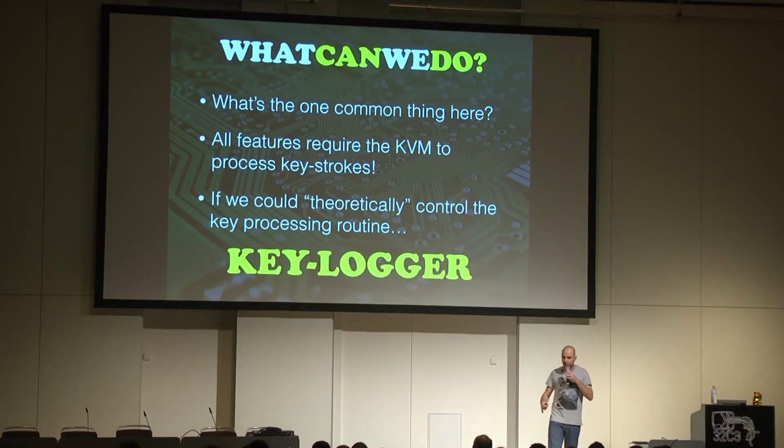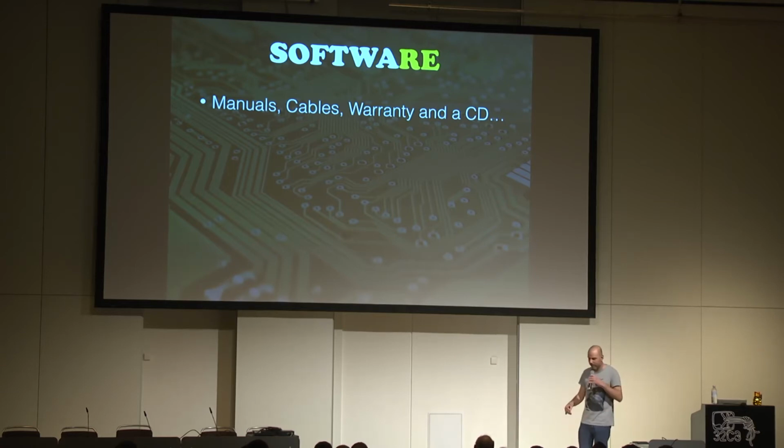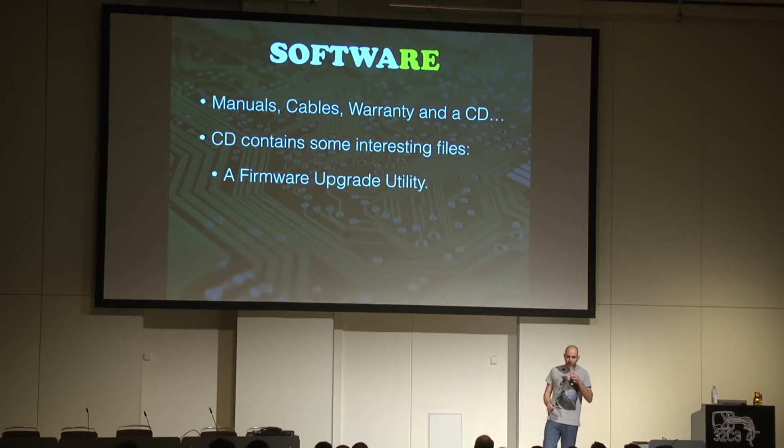In order to research that, the first thing we needed to do is get a KVM. So we went to the store next to our office and bought ourselves a KVM, took the box, went to the office, and happily opened it and started unpacking it. The first things we found in there were manuals, cables, warranties, and a CD. Now, that CD contained a few very interesting files. One of them is called a firmware upgrade utility.